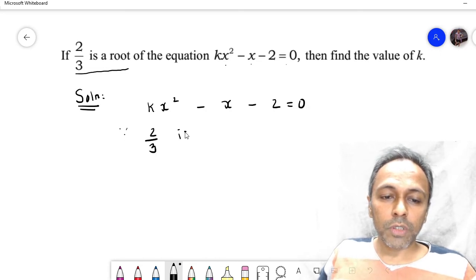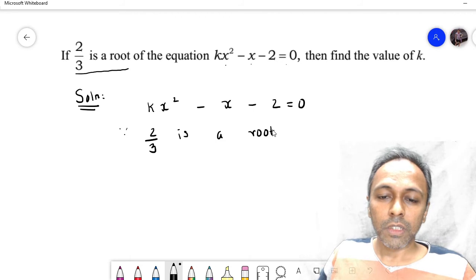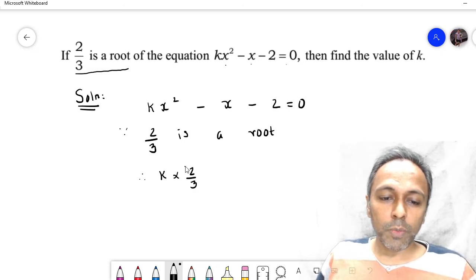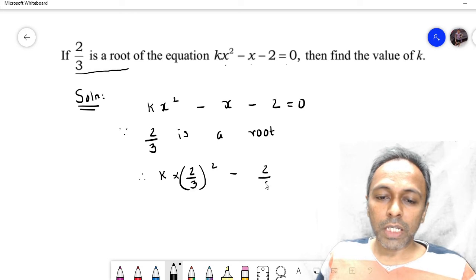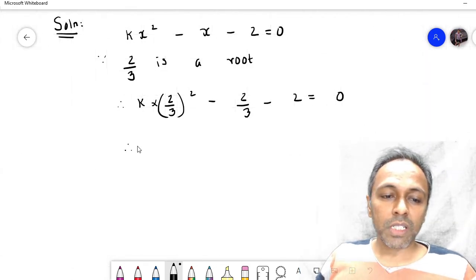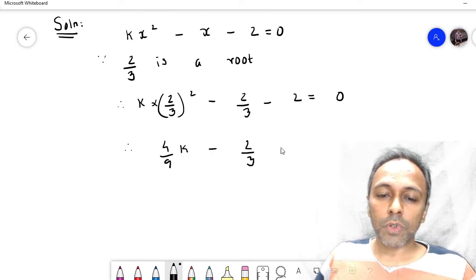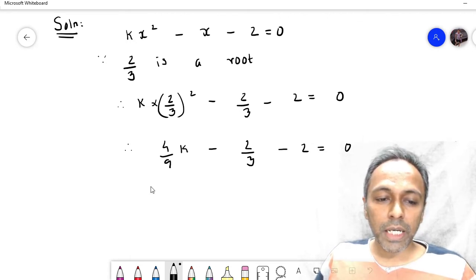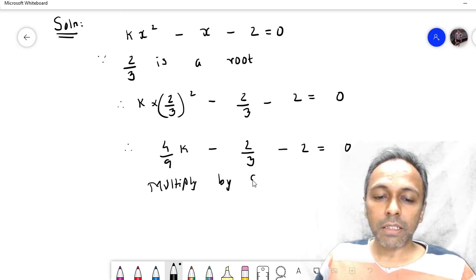Since 2 upon 3 is a root, therefore k into 2 upon 3 whole square minus 2 upon 3 minus 2 is equal to 0. So where you see x, you will put 2 upon 3. This can be now written as 4 upon 9 k minus 2 upon 3 minus 2 is equal to 0. We can multiply by 9.